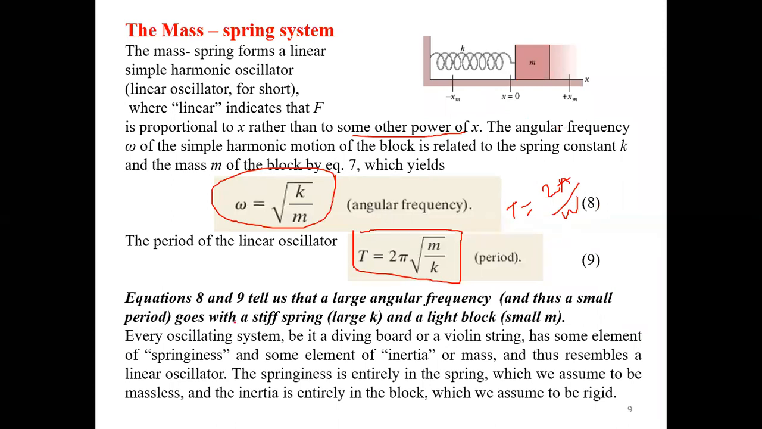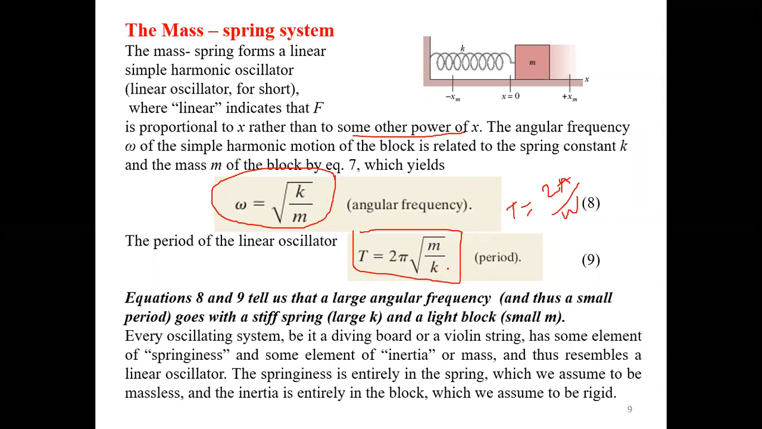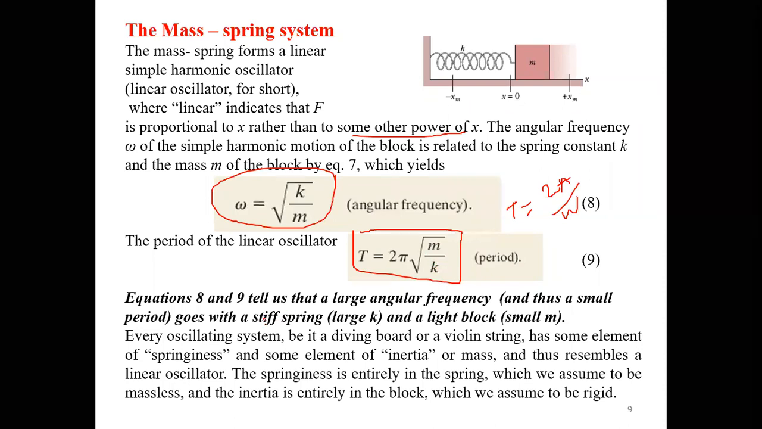So equations 8 and 9 tell us that a large angular frequency goes with a small period. When the angular frequency is large, the period will be small, and this goes with a stiff spring and a light block. So for a smaller time period, M has to be small and K has to be large. K is large when the spring is very stiff.